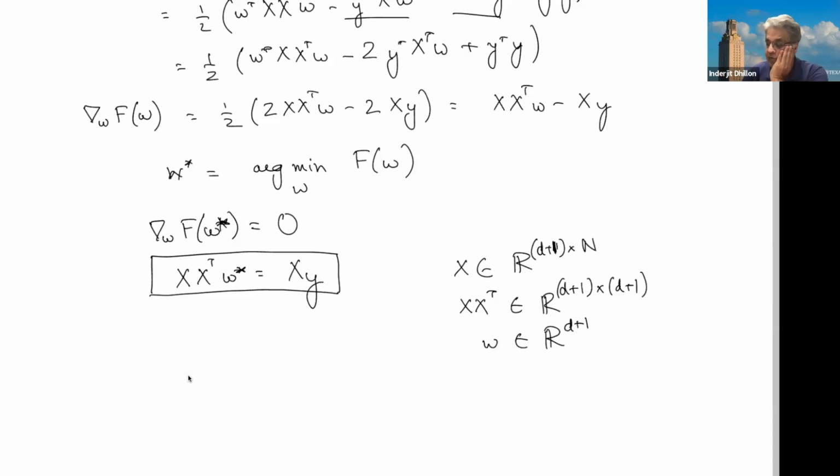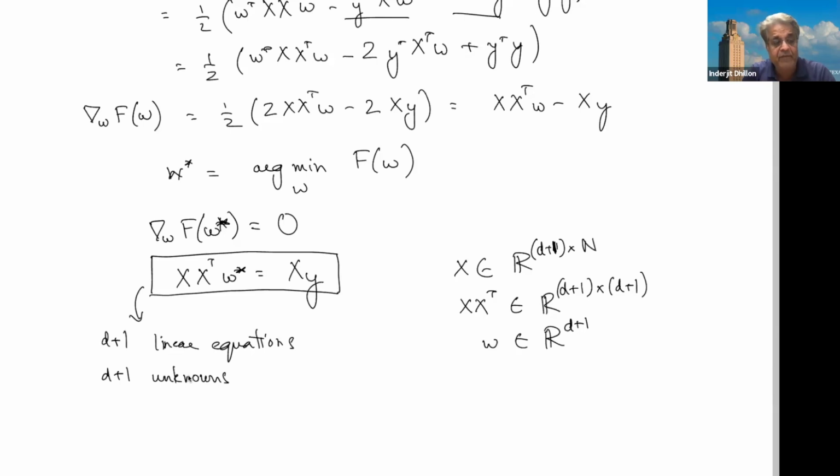Okay. So if you look closely at this equation, XX transpose is a D plus 1 by D plus 1 matrix. And there are D plus 1 unknowns. So this is D plus 1 linear equations, and I have D plus 1 unknowns. Perfect match, right? So that means that I can actually determine my W star uniquely.